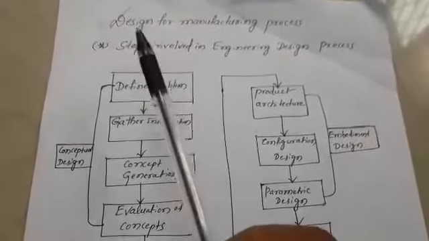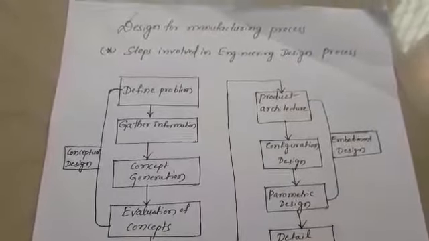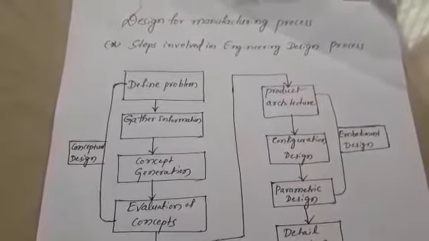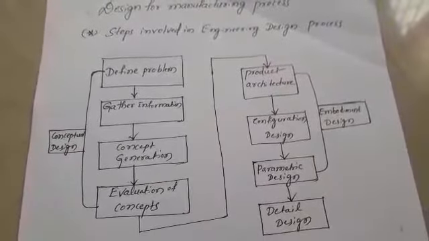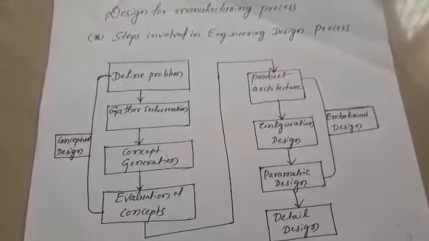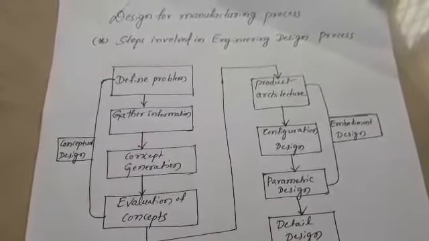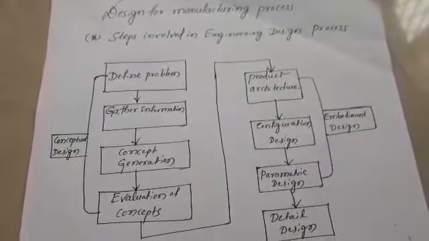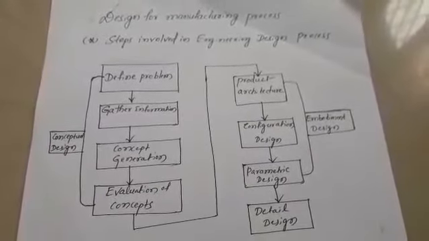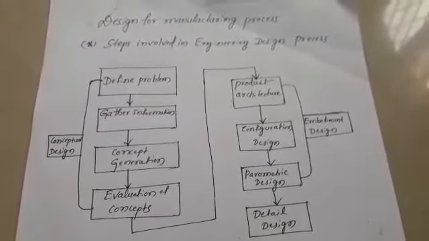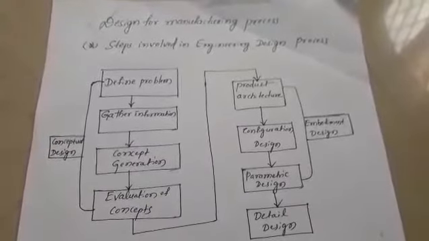Today I will discuss the design for manufacturing process. In this, the steps involved in the engineering design process. I will highlight a few important points about the design for manufacturing process.